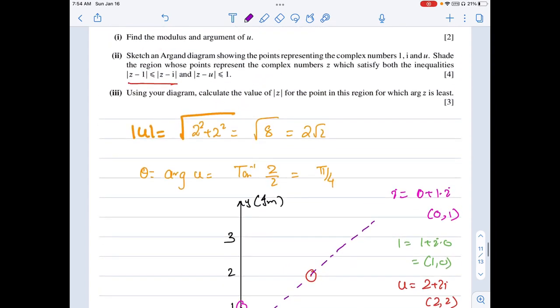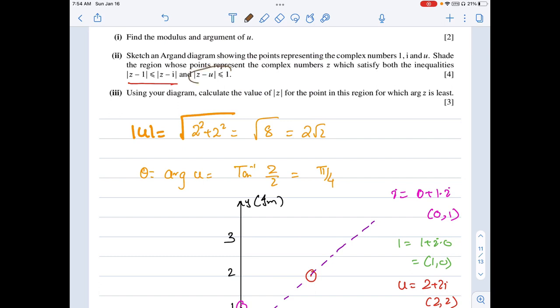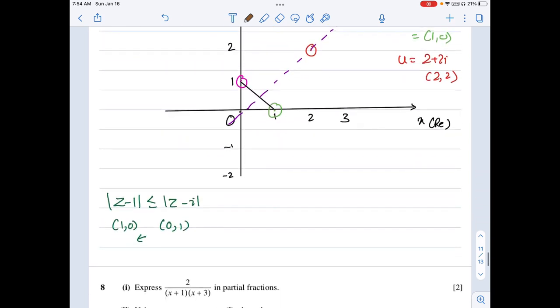Second one is nothing but what? The second one is |z - u| ≤ 1. That means it is a circle with center (2, 2) and radius 1, and it should be inside the circle.